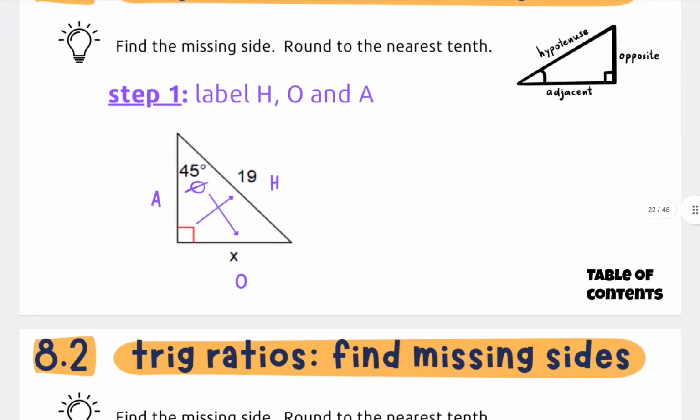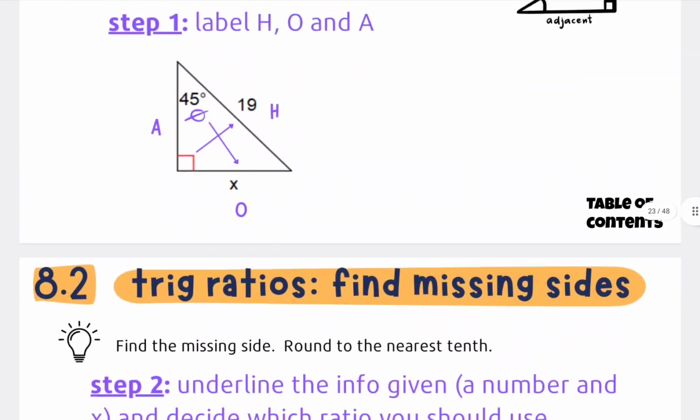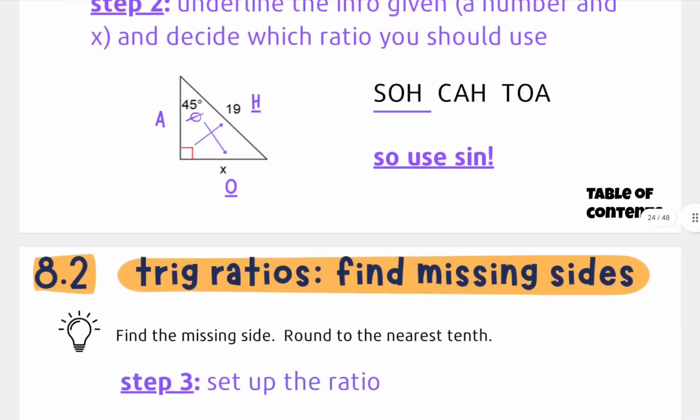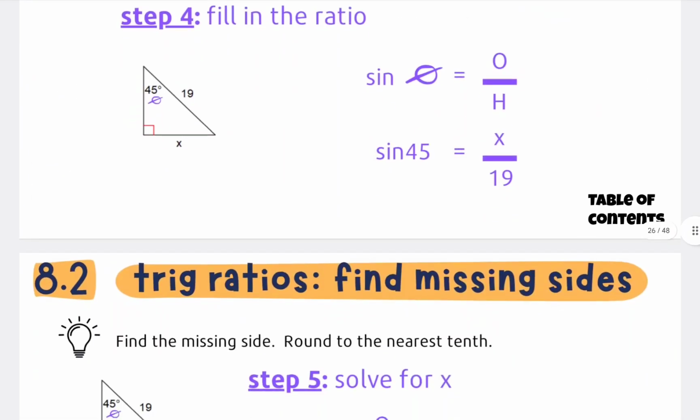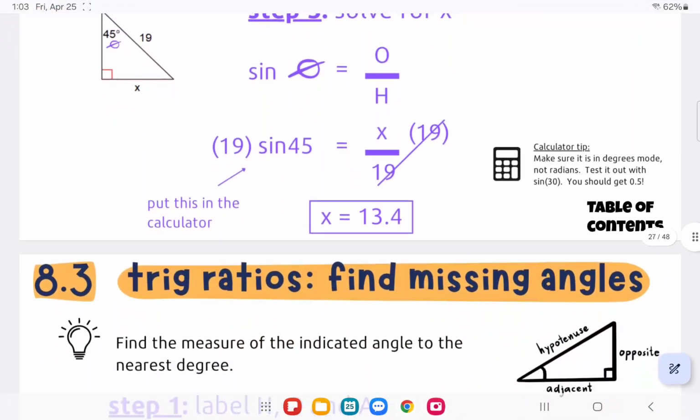These ones with the 5 steps: do step 1, label it. Step 2, underline so you know which one to use, and all of that, okay? So just to let you know, this is all here. I would reference that if you need to.